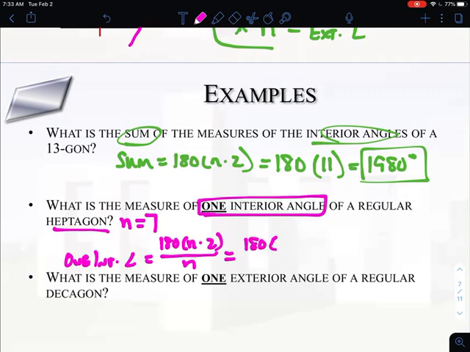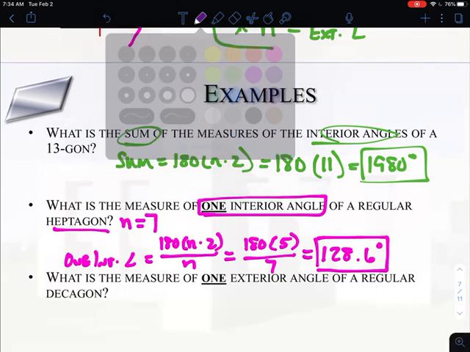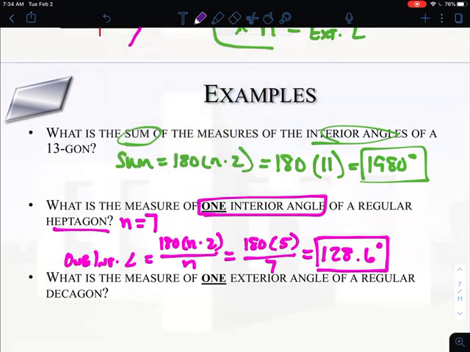So if I'm looking at this one, I take 180 times, there were 7 sides, minus 2 means 5, and then divided by the number of sides, which is 7. And then again, I would just plug this into my calculator, and we end up with a value of 128.6 degrees. And decimals are okay with these problems. Some of the figures that we're going to deal with are going to have decimal angles, and that's okay. So just make sure that you plug things into the formula, plug in your calculator, and then report what it gives you. In this third example, what's the measure of one exterior angle of a regular polygon?